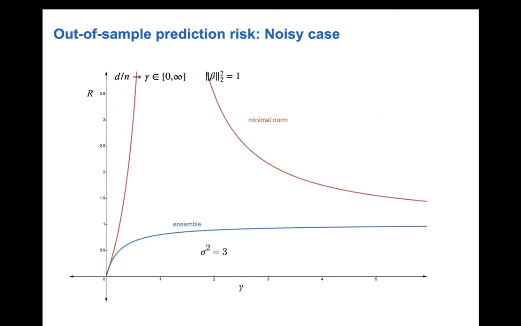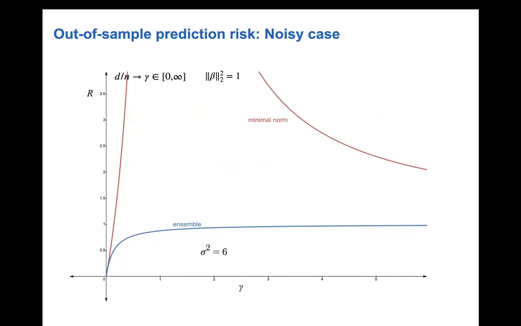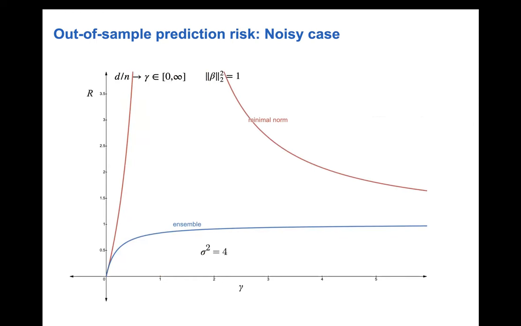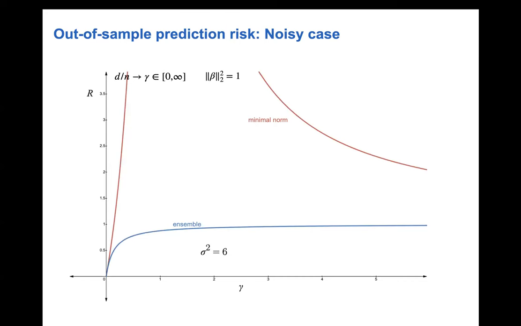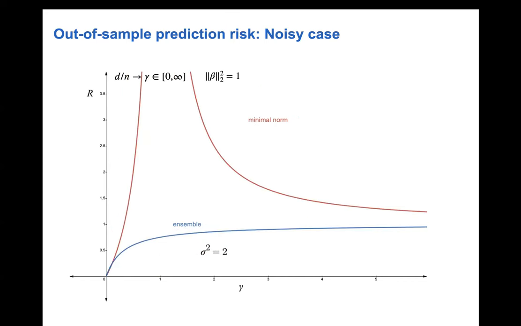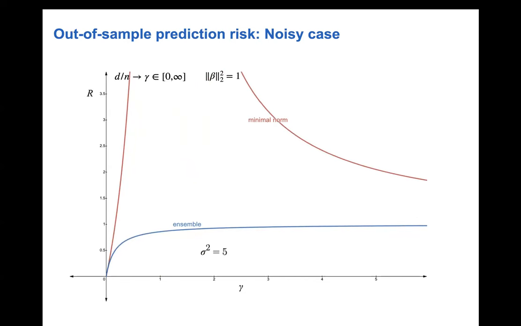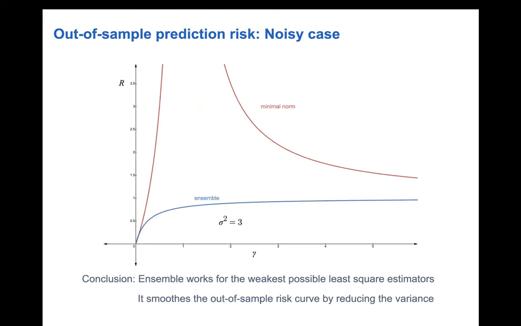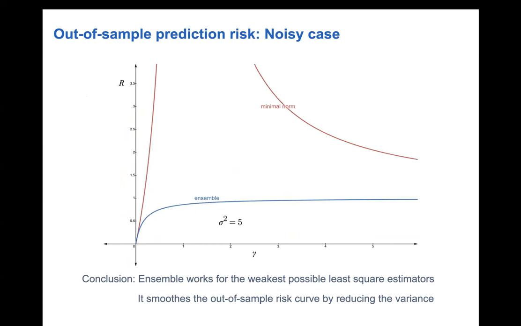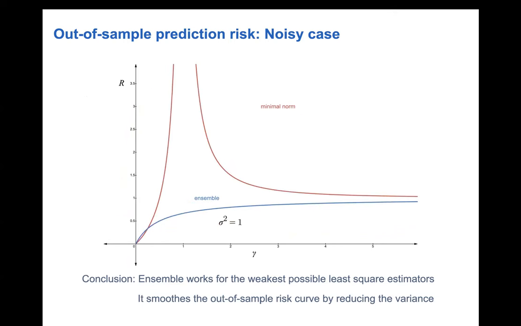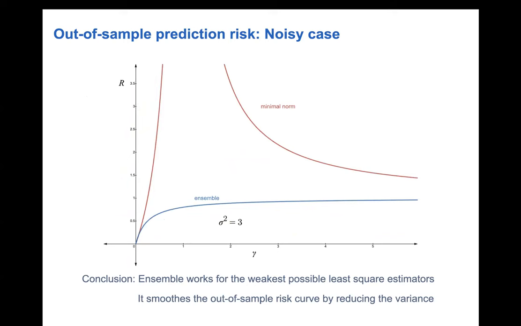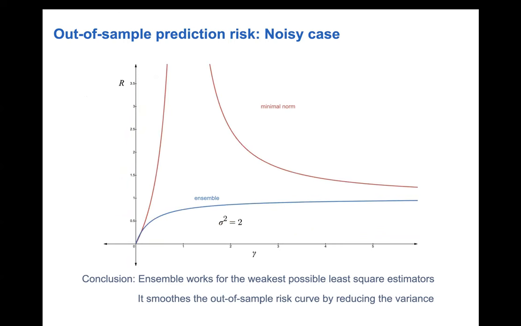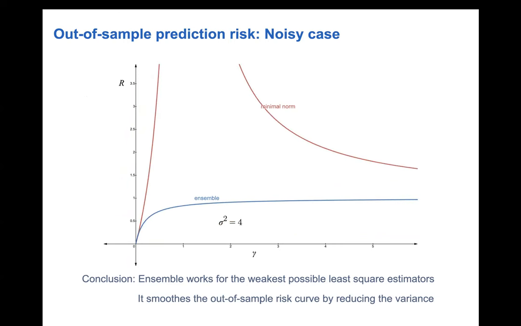You can see that when I continue to increase my noise level, the test risk for the ensemble roughly stays the same. It doesn't really change that much. But for the minimum norm estimator, it starts to behave very badly. You can see a lot of gap between these two risks. So by studying this simple case, we know ensemble works for the weakest possible least square estimators, which are one sample estimators. It seems that it smooths out the risk curve by reducing the variance, because if we keep increasing the variance, the gap becomes larger.